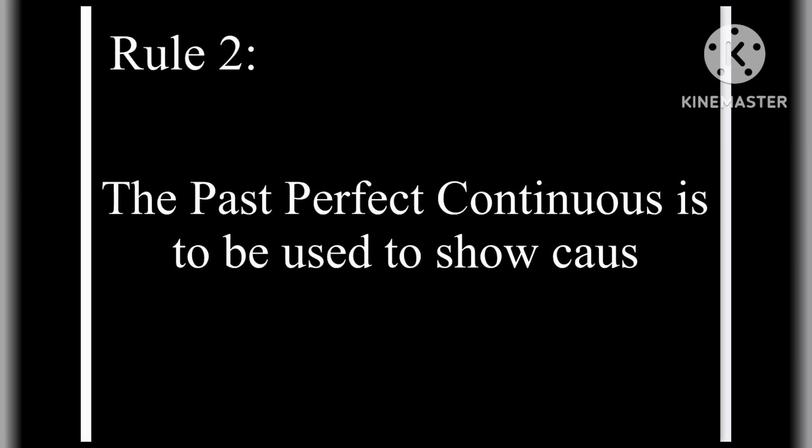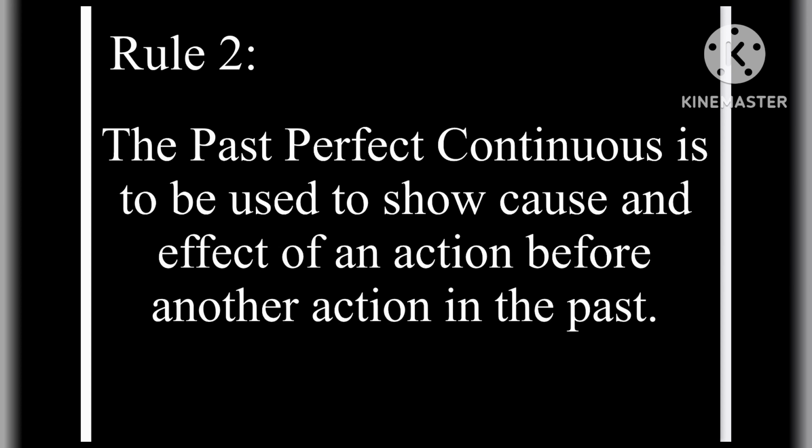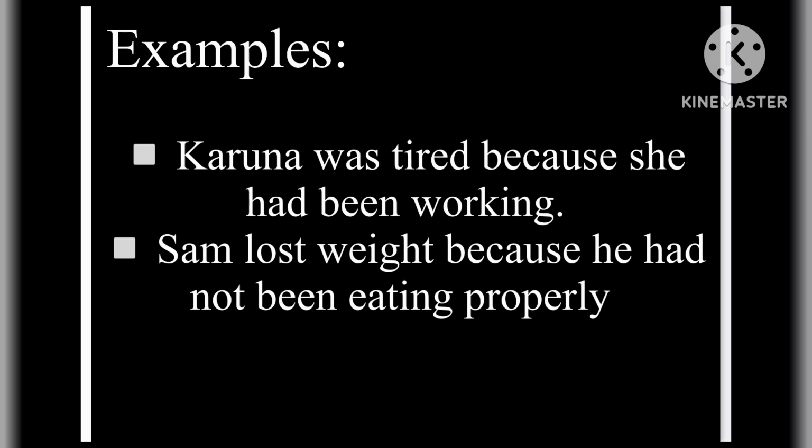Rule number 2. The past perfect continuous is used to show the cause and effect of an action before another action in the past. Examples for rule number 2: Karuna was tired because she had been working. Sam lost weight because he had not been eating properly.